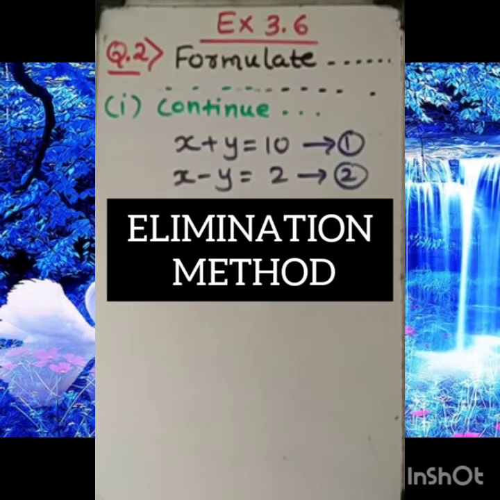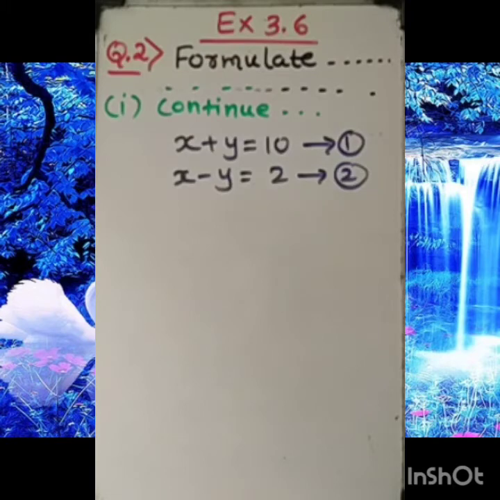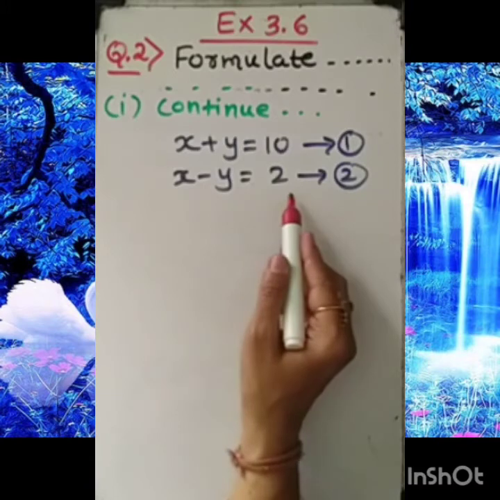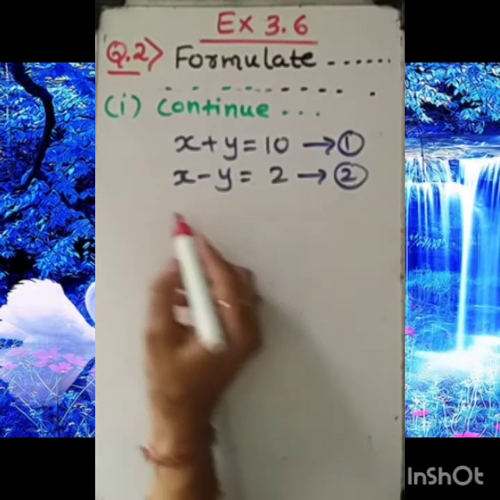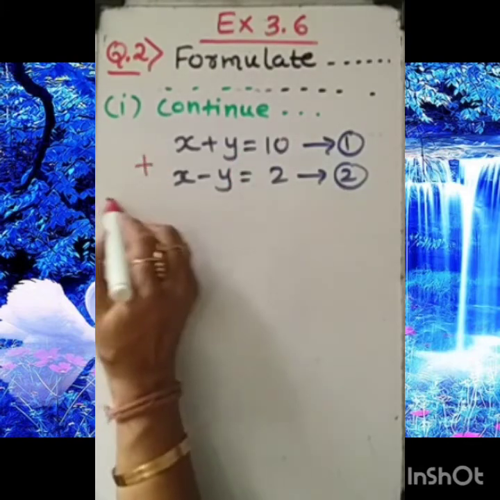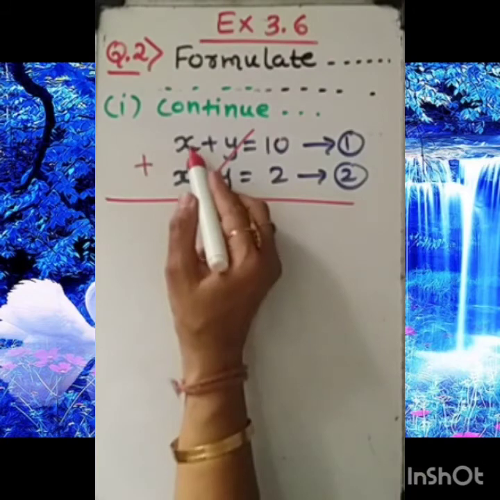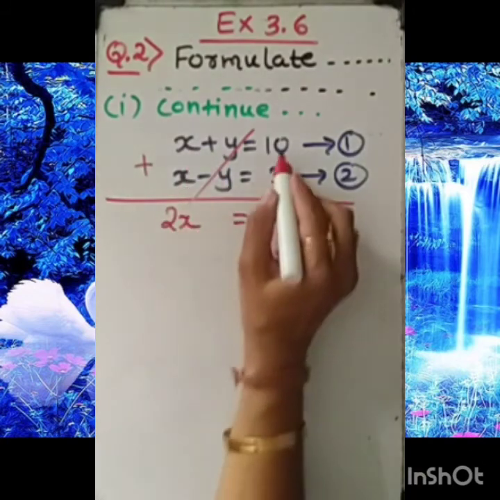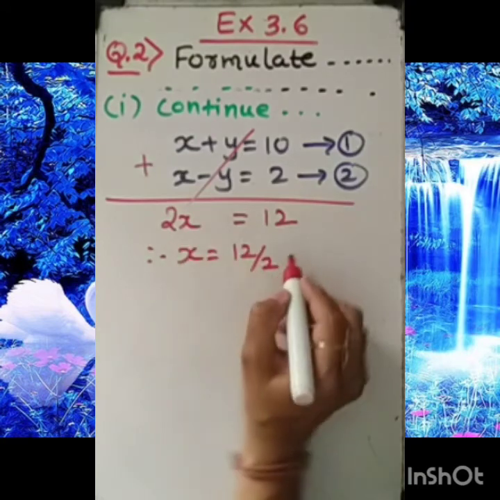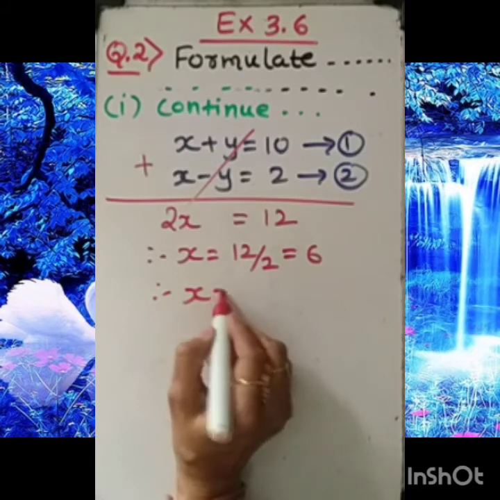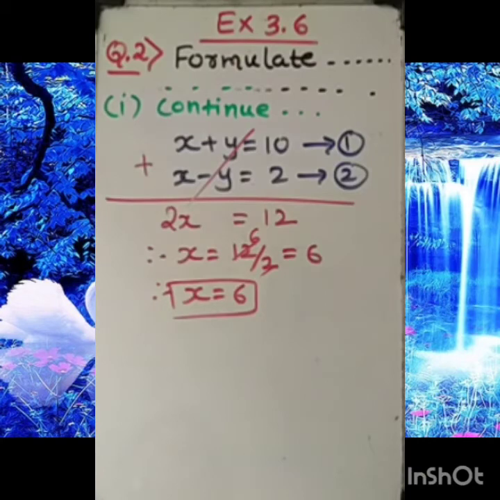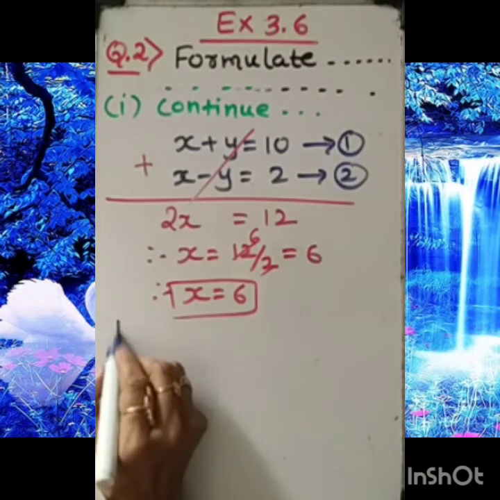So finally after simplification we have these 2 equations, x plus y equal to 10 and x minus y equal to 2. Now we can apply the elimination method. For that I am adding them. The y terms have been cancelled. x plus x is 2x. Of course 10 plus 2 is 12. Therefore x equal to 12 divided by 2, that is 6. Right? So the value of x equal to 6. Now putting this value of x in equation 1.